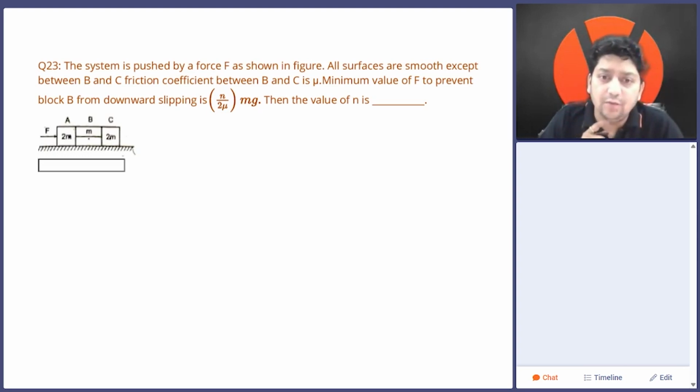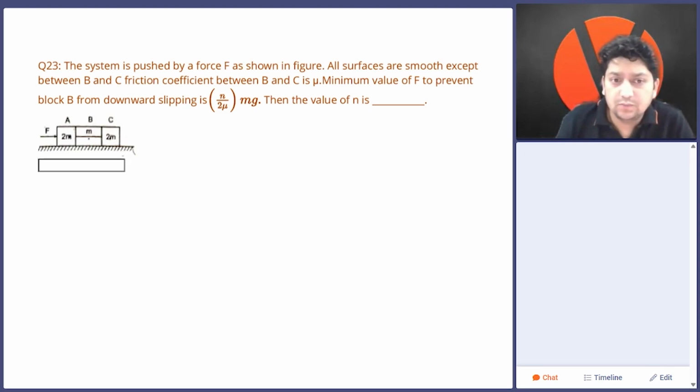The system is pushed by a force as shown in the figure. All surfaces are smooth except between B and C. Friction coefficient between B and C is mu. Find the minimum value of F to prevent block B from downward slipping.